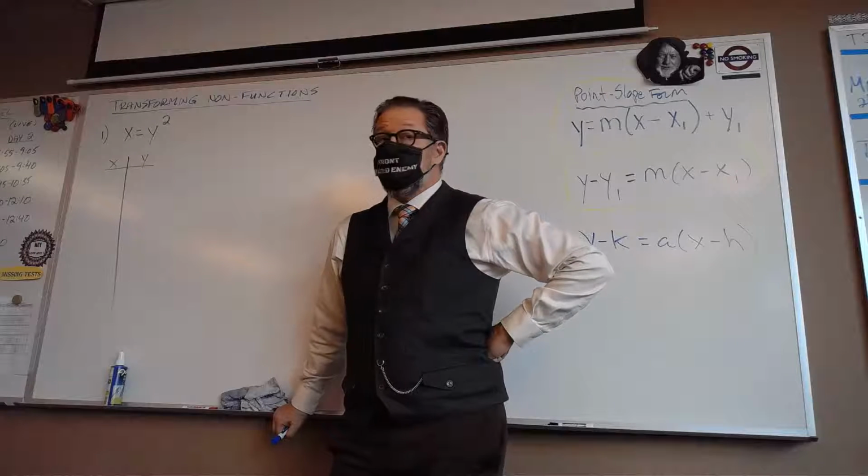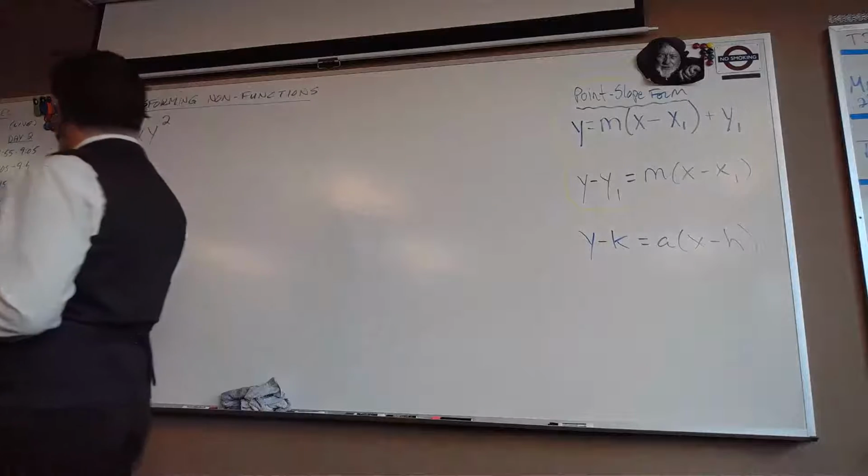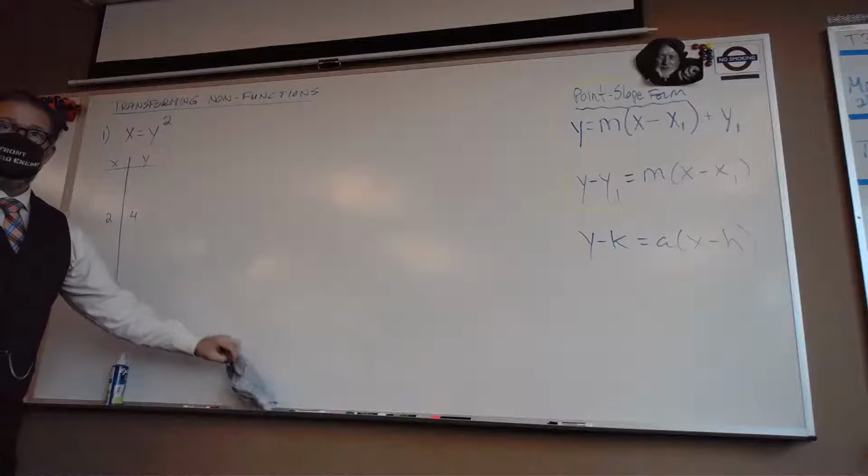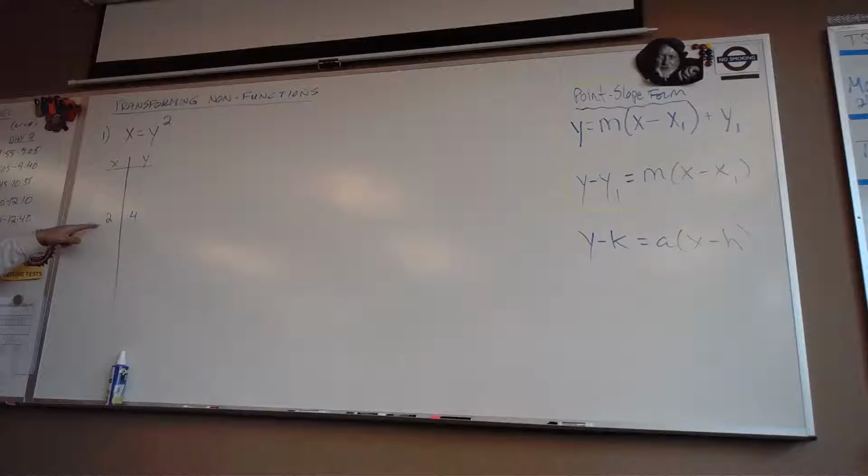Melissa, can you give me one pair of numbers that makes that true? 2 and 4. Are you telling us that 2 is equal to 4 squared? No, I don't know. I'm confused. Well, very simple. 2 is not equal to 4 squared. But what is true? 4 is equal to 2 squared. Aha, 4 is equal to 2 squared.